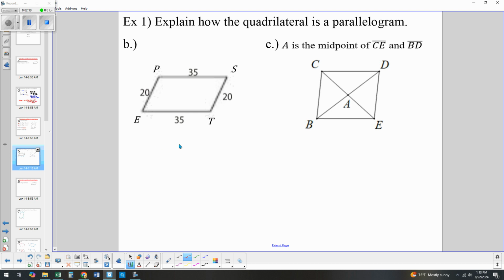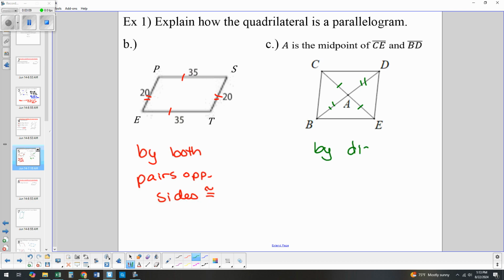So in B, I see I have a side that's 35 and a side that's 35, so those are congruent. I have a side that's 20 and a side that's 20, so those are congruent. So this is by both pairs of opposite sides congruent. We're really just stating what we see happening in the picture. In C, we are told that A is the midpoint of CE, so those are the same, and A is the midpoint of BD, so those are the same. So in this picture, it's by the fact that the diagonals bisect each other.